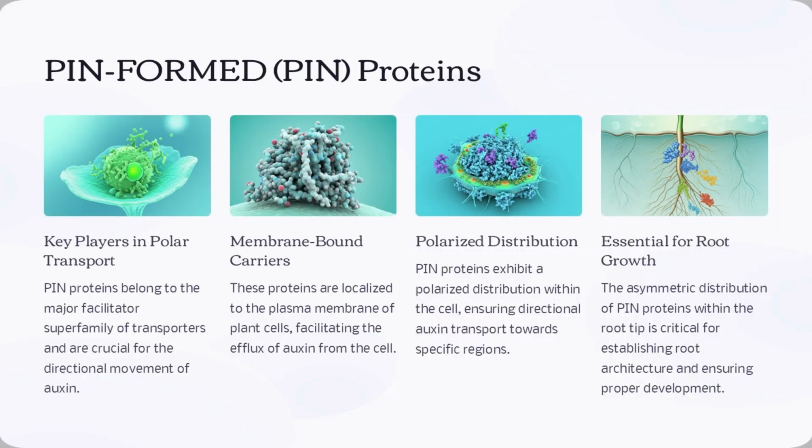PIN proteins are a crucial family of proteins that facilitate the directional movement of the plant hormone auxin. These membrane-bound proteins are localized to the plasma membrane of plant cells, allowing them to transport auxin out of the cell. The polarized distribution of PIN proteins within the cell ensures that auxin is transported in specific directions, crucial for establishing the plant's architecture and development. This asymmetric distribution of PIN proteins in the root tip is essential for proper root growth and structure.